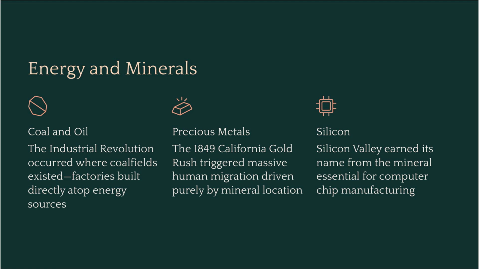This pattern continues today. The California gold rush of 1849 was a massive human migration influenced by the discovery of one mineral. Even today, we call the center of our tech industry Silicon Valley. It's named after the mineral that makes computer chips possible. The location of resources dictates our economy.